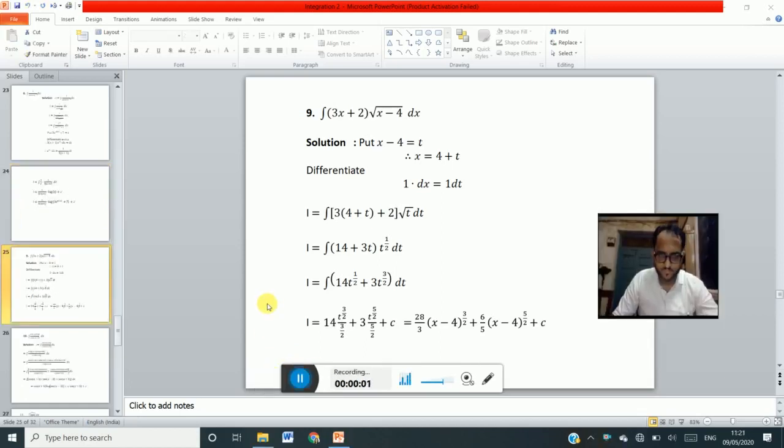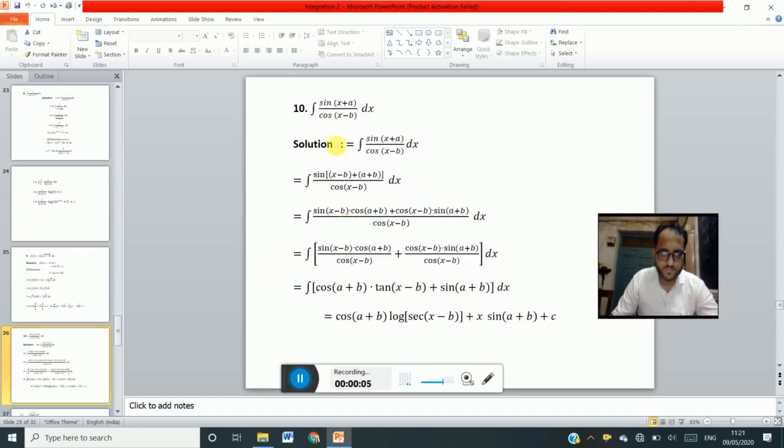So see the next example now, that is the integration of sin of x plus a upon cos of x minus b. So let I be the given integral. See here what we have to do. We have to adjust b in the numerator, because the denominator contains x minus b, so we have to convert the numerator terms in terms of x minus b. So for that we have to subtract b and add b, right?